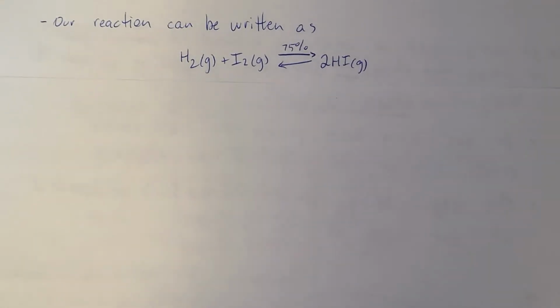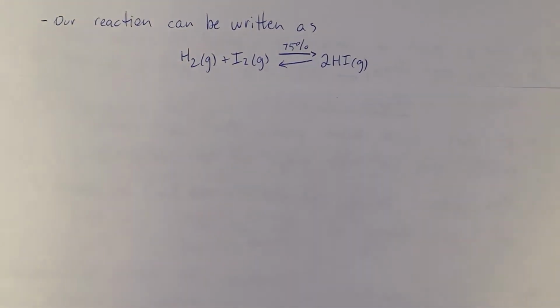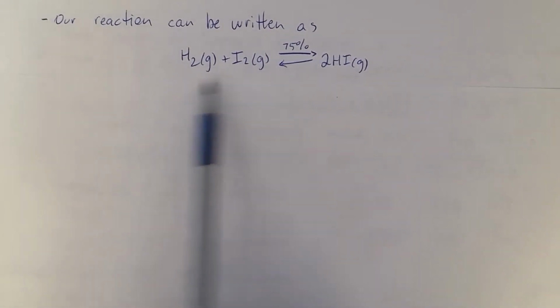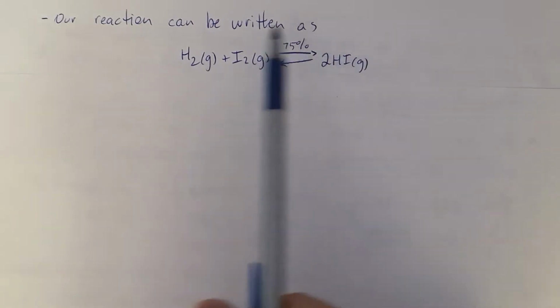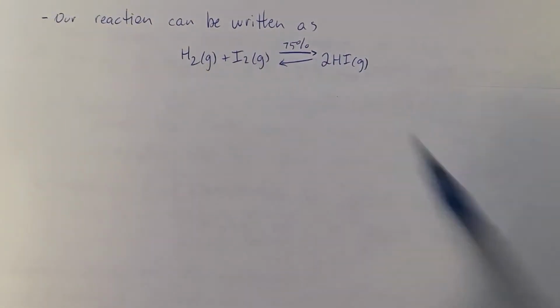Okay, this short video is just going to finish up our conversation today. So we calculated percent yield to be 75%. This is how you can write this equilibrium system. Okay, that's what we call these when there's a forward and a reverse reaction.